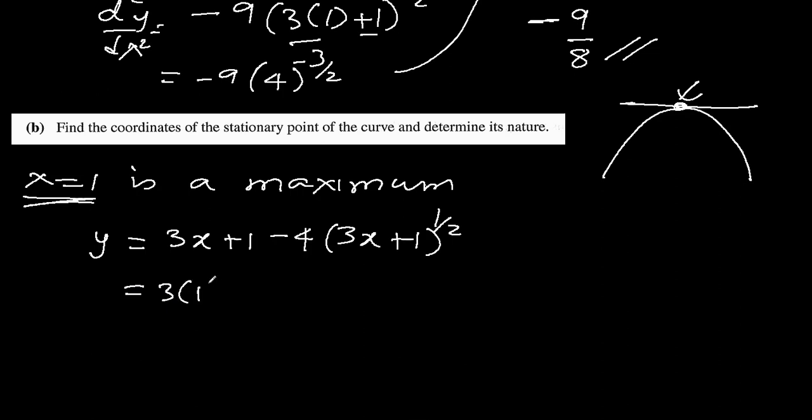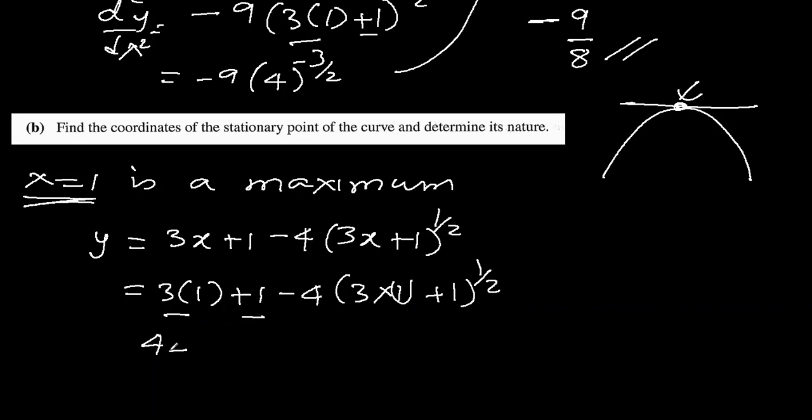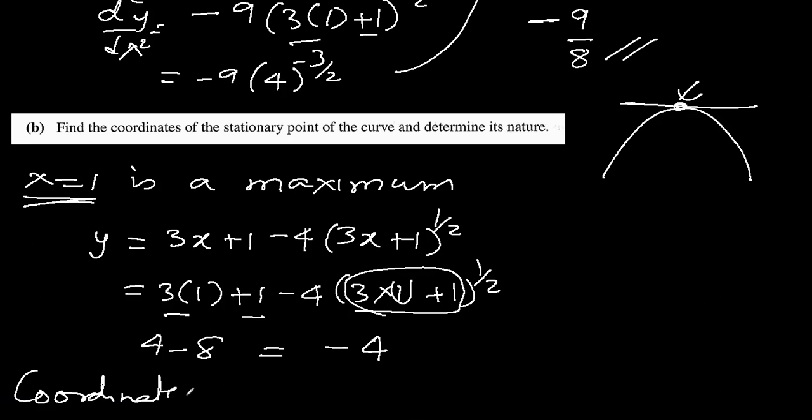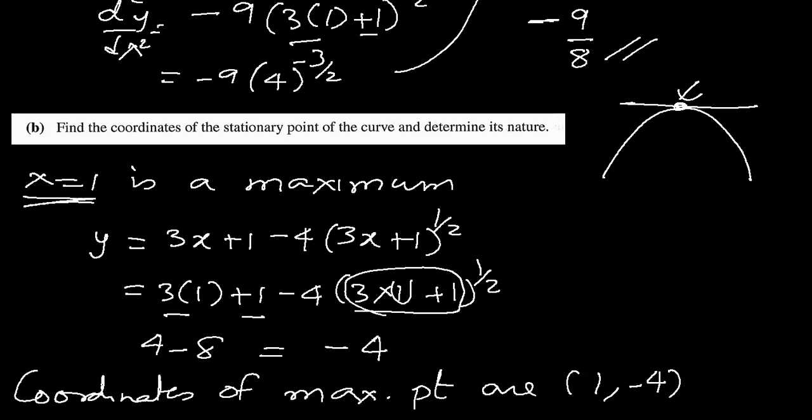So 3 times 1 plus 1 minus 4, 3 times 1 plus 1 to the power half. So 3 times 1 is 3, and 3 plus 1 is 4. 4 minus 4 times the square root of 4, square root of 4 is 2, so 4 times 2 is 8. 4 minus 8 is equal to minus 4. The y coordinate is minus 4. So the coordinates of the maximum point are 1 and negative 4.